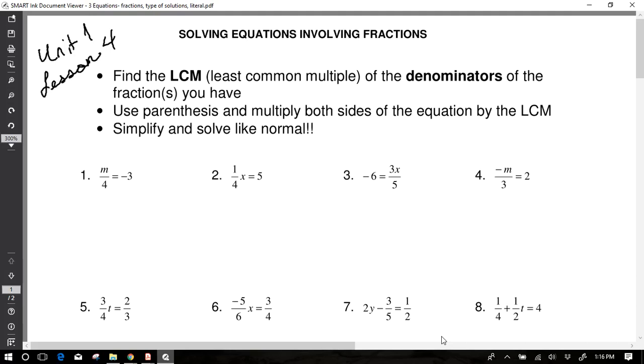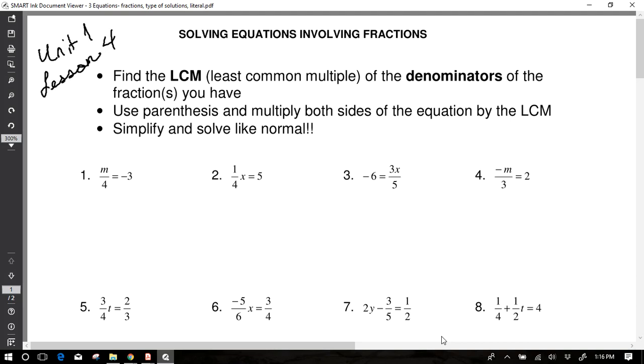Today we are going to do Unit 1, Lesson 4. It's going to be a shorter lesson, but it's going to feel like one of the most difficult ones that we've done so far this semester. The entire topic of today is fractions.